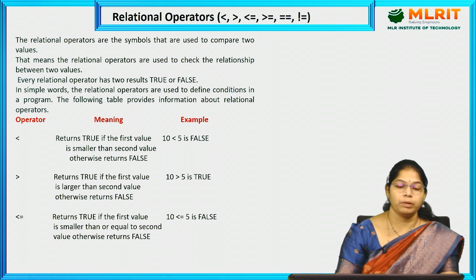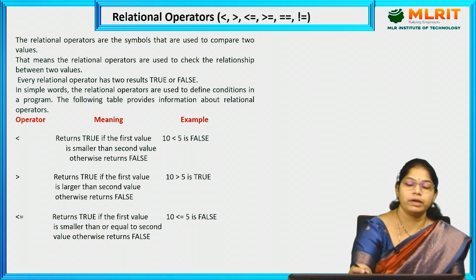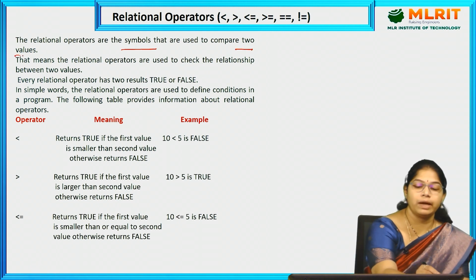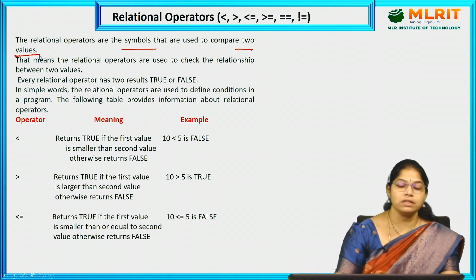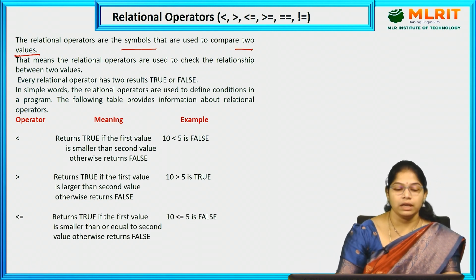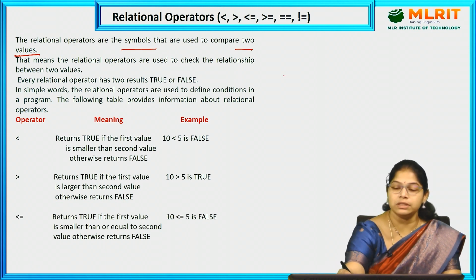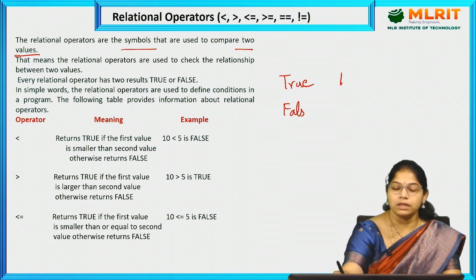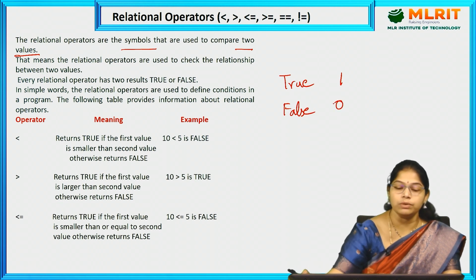Then relational operators. The next operator is the relational operator. Relational operators are the symbols used to compare two values. So it checks the relation between two values. If the relation between those two values is true, it is represented by the binary value 1. If the relation is false, it is represented with the binary value 0.